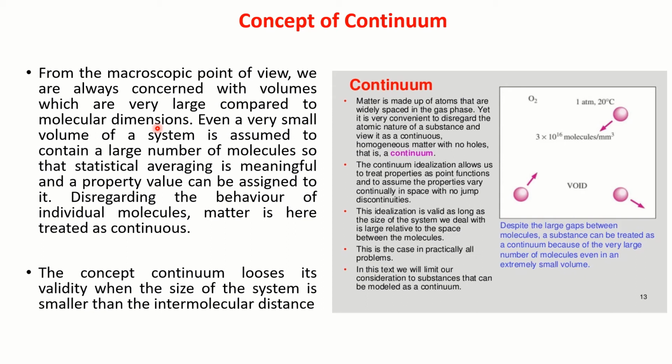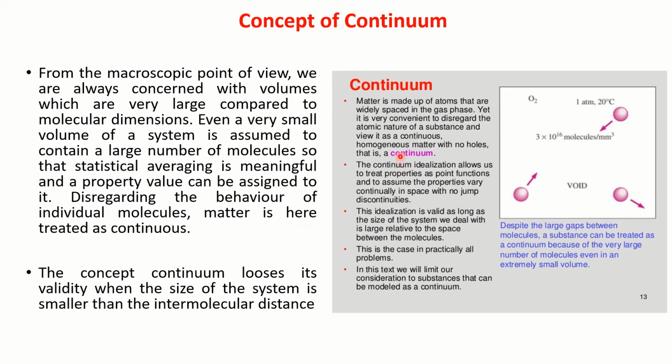Then all my concepts, whatever the definitions I was talking about, all fail. So even a very small volume of a system is assumed to contain a large number of molecules so that statistical averaging is meaningful and its property value can be assigned to it. Disregarding the behavior of individual molecules, matter is here treated as continuous. The concept of continuum loses its validity when the size of the system is smaller than the intermolecular distance.